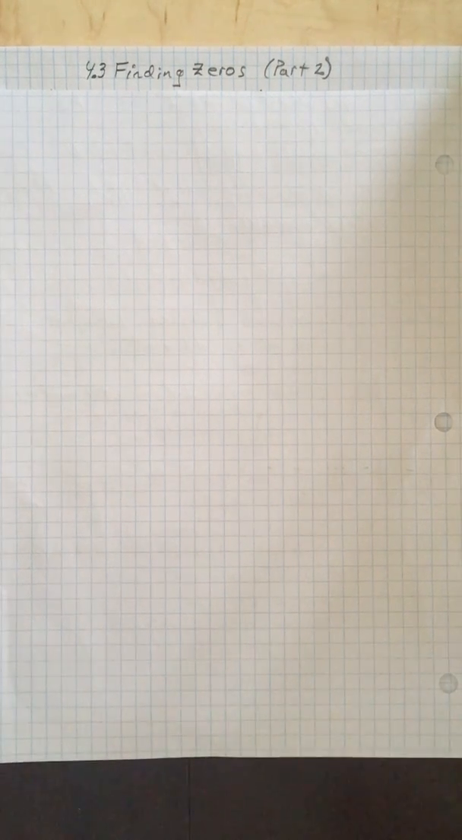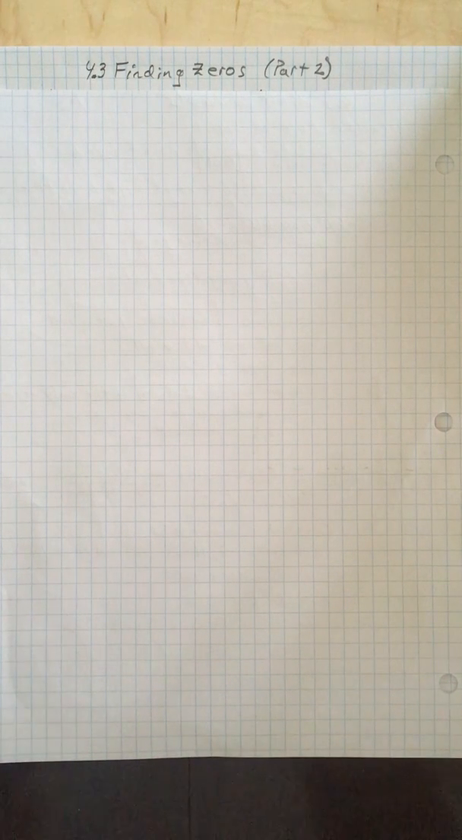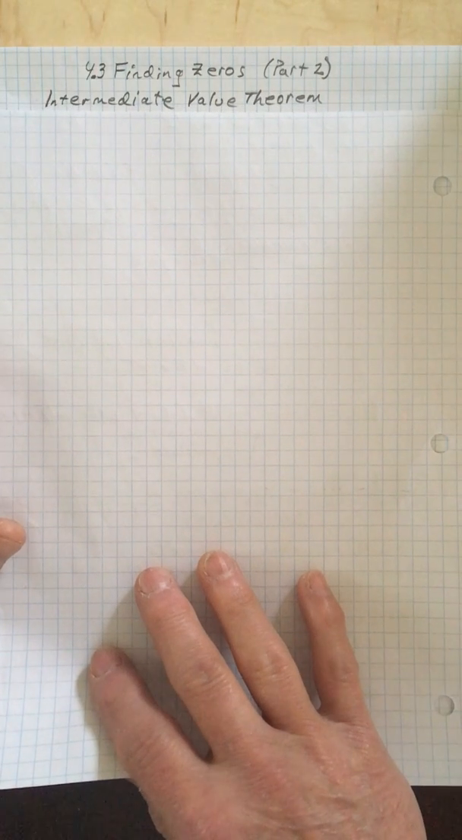Okay, in part 1 of 4.3, we wrapped up with talking about the intermediate value theorem and kind of described what it was, but I'd like to do a real quick example before we move on to the next part of section 4.3, which would be more about finding zeros. Okay, I've already got it written down here.